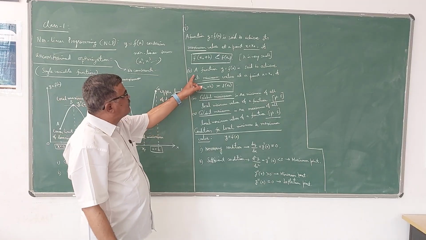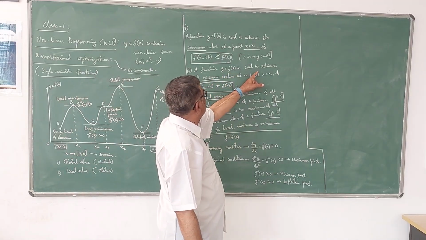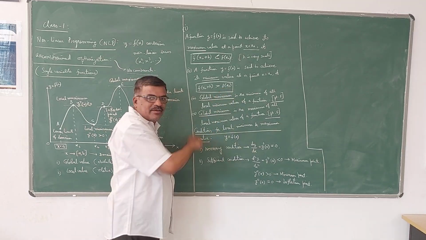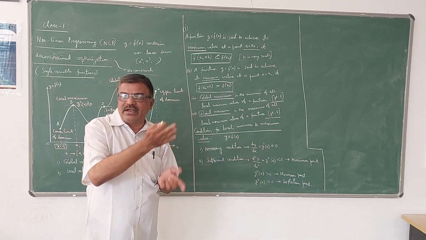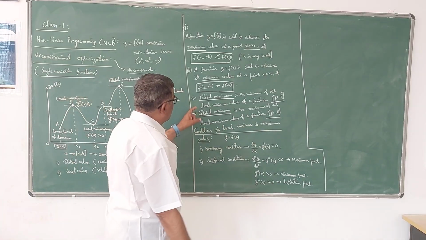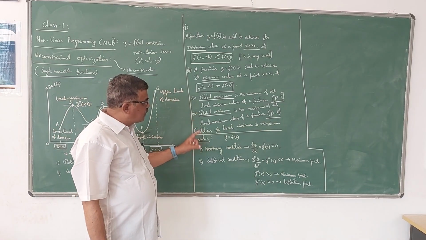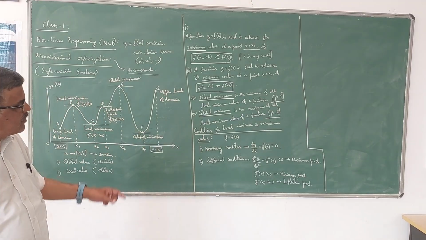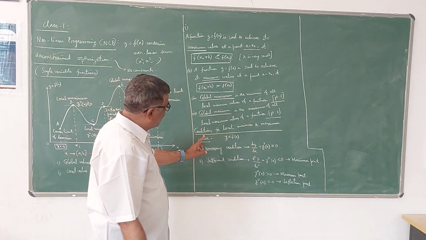Similarly, a function y equal to f of x is said to achieve its minimum value if it is lesser. If it is lesser, then it is called the minimum value. And global minimum and global maximum, I told already.